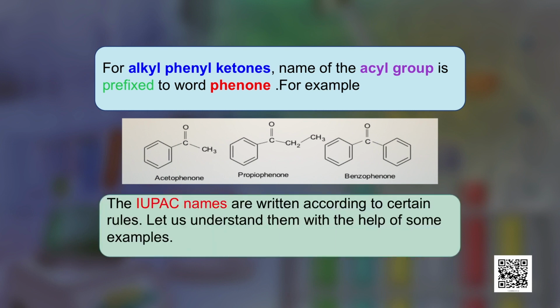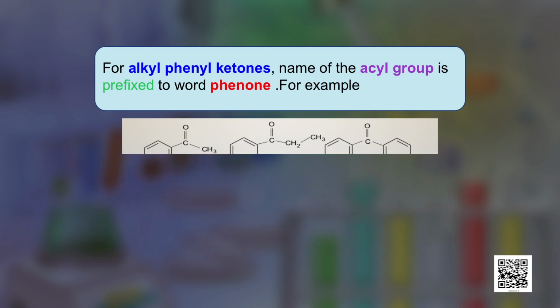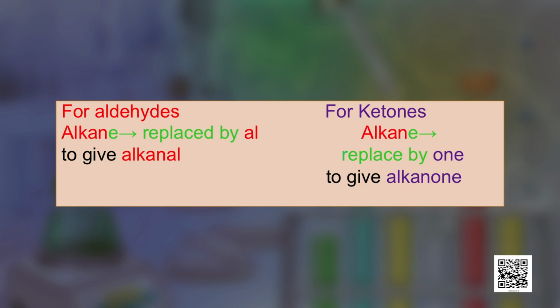The IUPAC names are written according to certain rules. Let us understand them with the help of some examples. For aldehydes, the name of the aldehyde is obtained by replacing the ending E in the name of the alkane to give the word alkanal, and for ketones the final E in the name of the alkane is replaced by ONE to give the word alkanone.